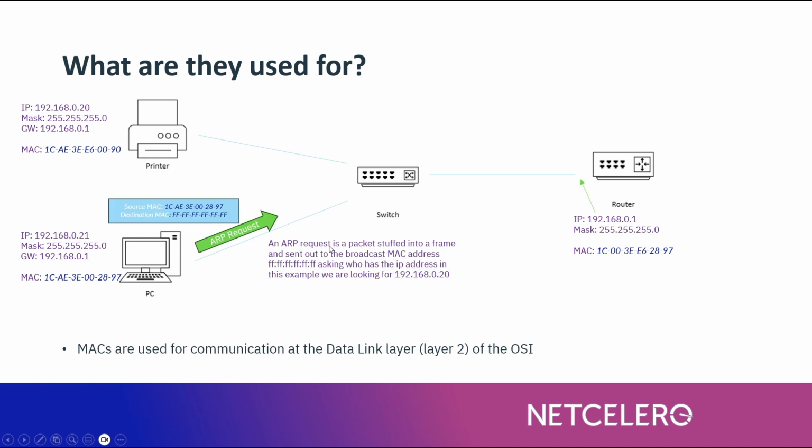An ARP request is a packet stuffed into a frame and sent out to the broadcast MAC address of all Fs, asking who has the IP address. In this example, we are looking for 192.168.0.20. So you can see the source MAC address of this PC is sending it to the broadcast MAC address. When a switch receives a frame with a destination MAC of broadcast, it will forward a copy of the frame out every interface.